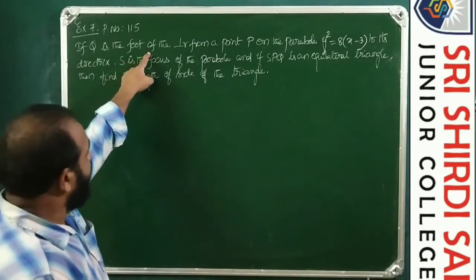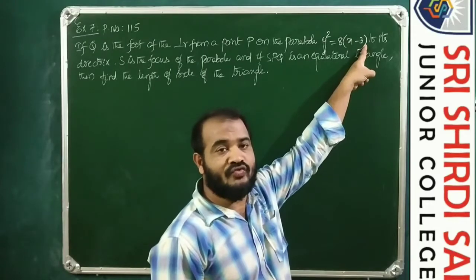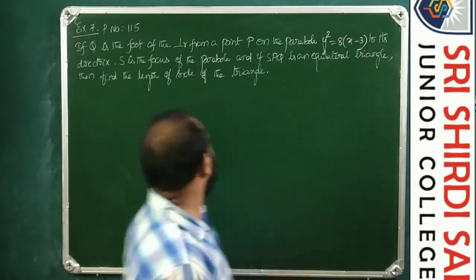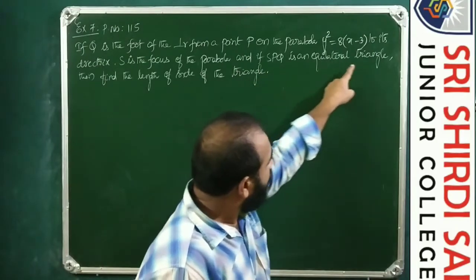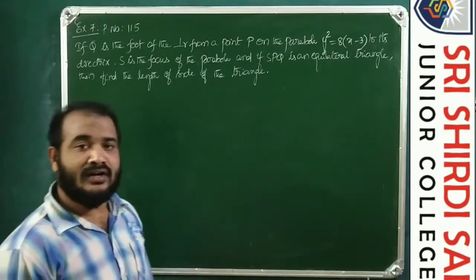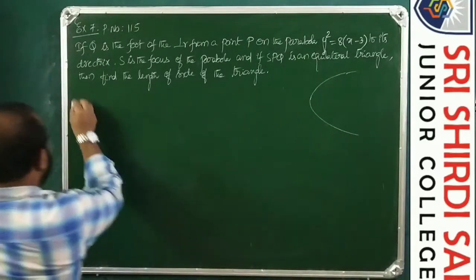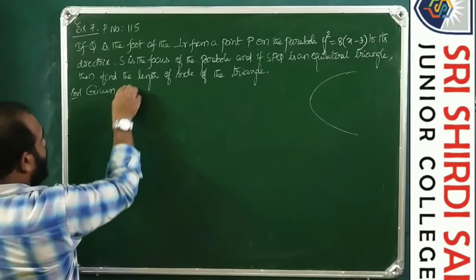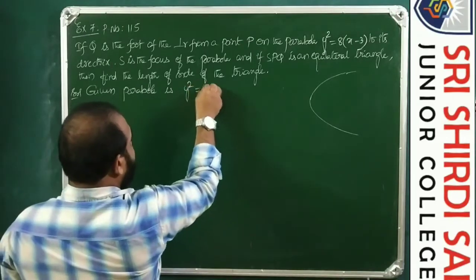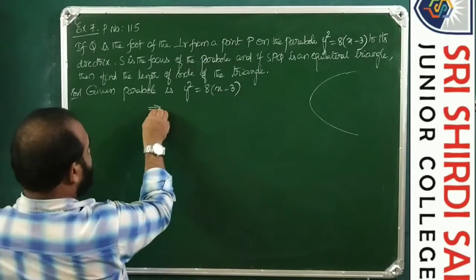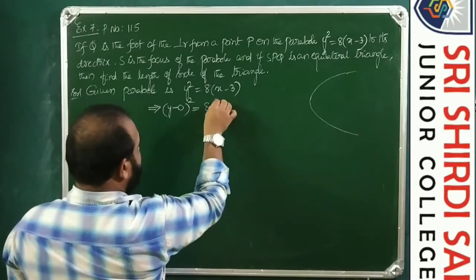If Q is the foot of the perpendicular from a point P on the parabola y square equals 8 into (x minus 3), which is not a standard form of the parabola as its vertex is not at the origin, to its directrix, S is the focus of the parabola, and if SPQ is an equilateral triangle, then find the length of the side of the triangle. Let us suppose that this is our parabola. So given parabola is y square equals 8 into (x minus 3). This can be written as (y minus 0) whole square equals 8 into (x minus 3).